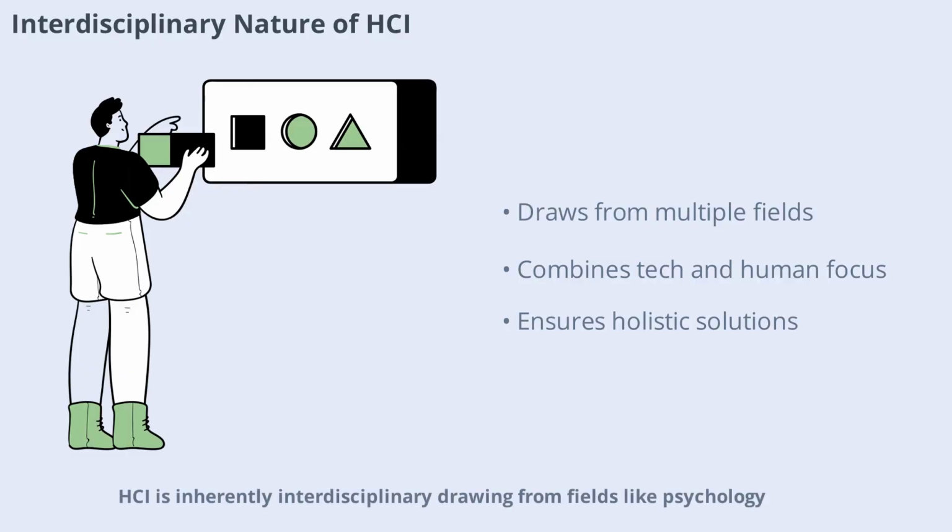HCI is inherently interdisciplinary, drawing from fields like psychology, computer science, cognitive science, and design. This blend allows HCI professionals to approach problems from multiple perspectives, ensuring that solutions are both technically feasible and human-centered. For example, insights from psychology help in understanding user behavior, while computer science provides the technical foundation for building interfaces. This cross-disciplinary approach is a hallmark of HCI research and practice.